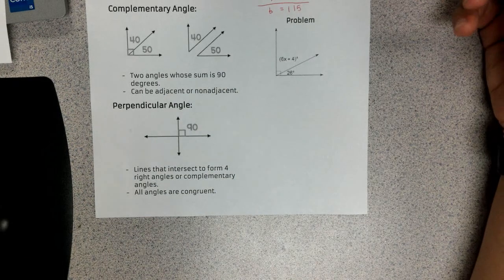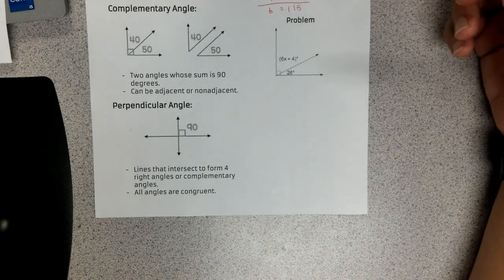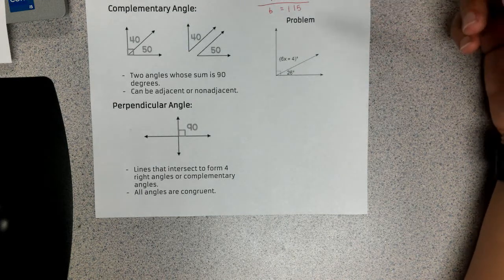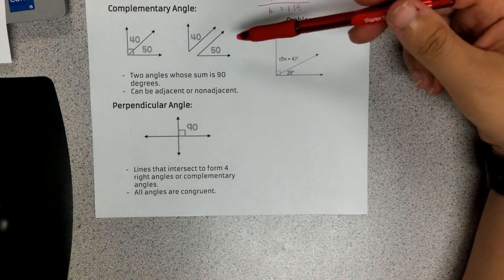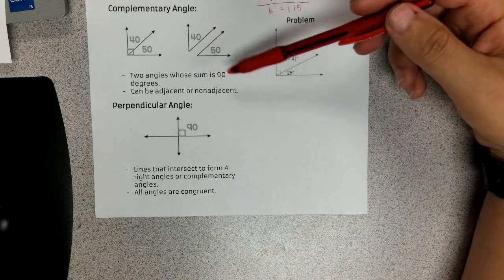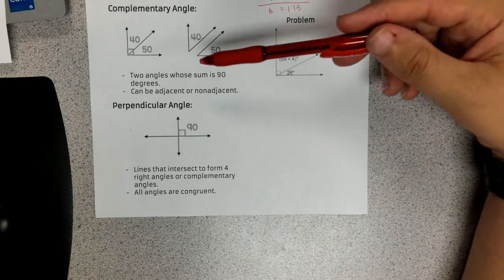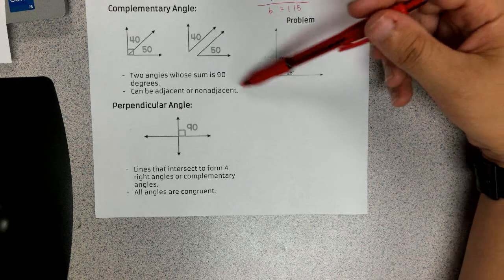In this video, we'll be talking about the complementary angle and the perpendicular angle because they are very similar. A complementary angle is an angle whose sum is 90 degrees. These angles can be adjacent or non-adjacent, as we see here.